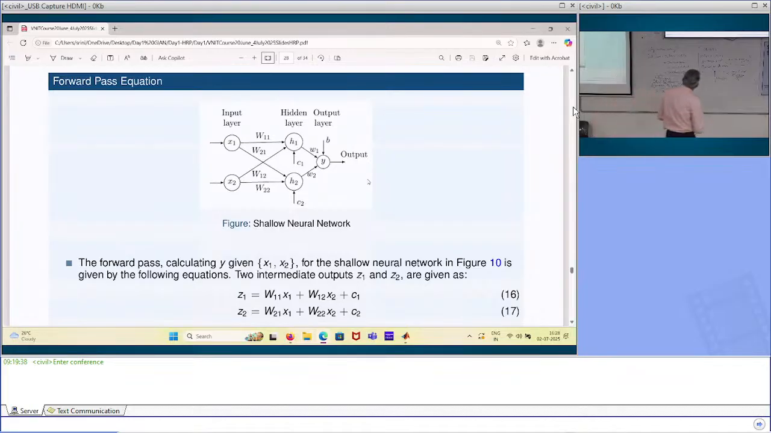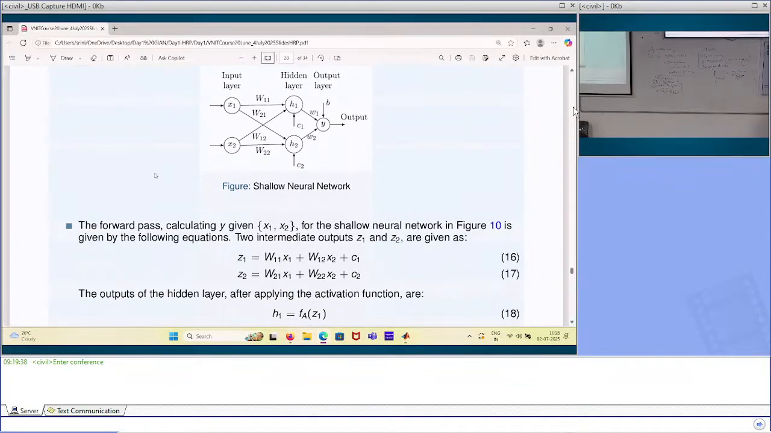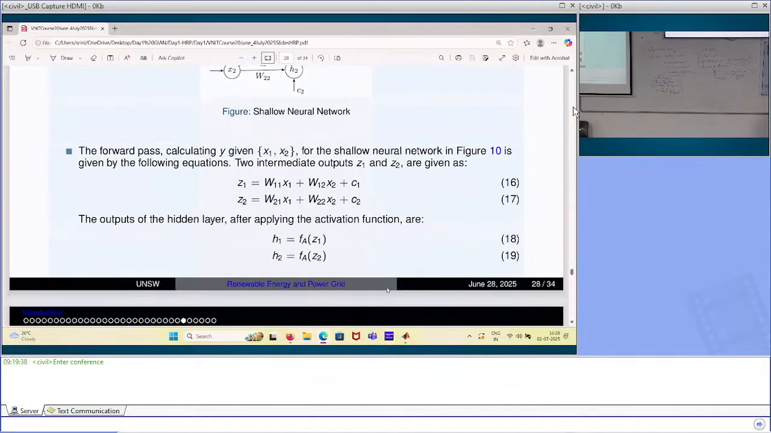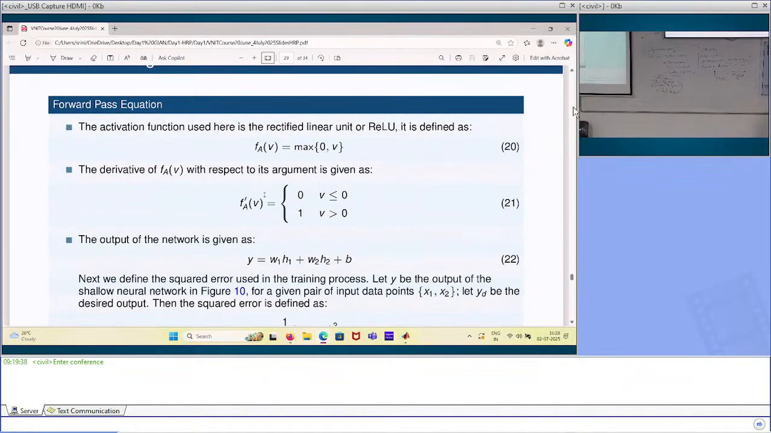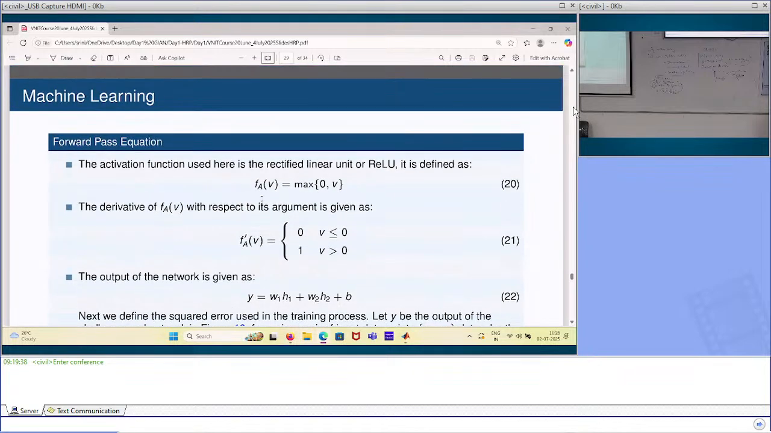Now, Z1 is that, and from Z we get H. So what have I done? H is max(0, V), what we were doing before. Not 1, but max(0, V). So what does that function look like? Please draw this function in your notebook. This one.